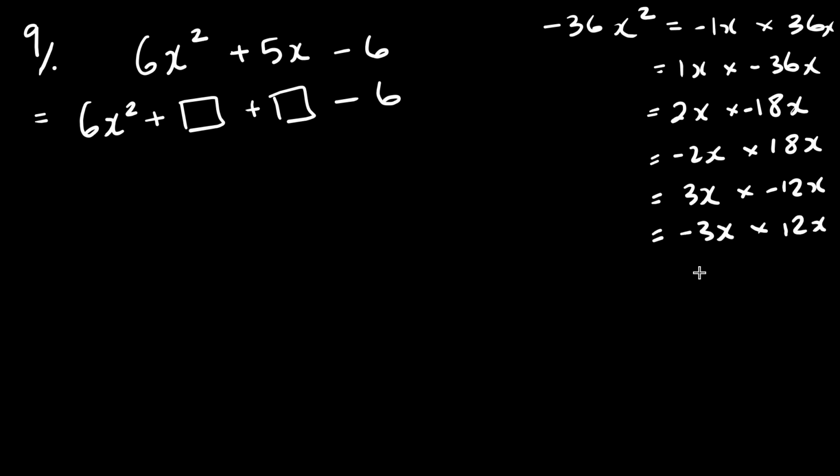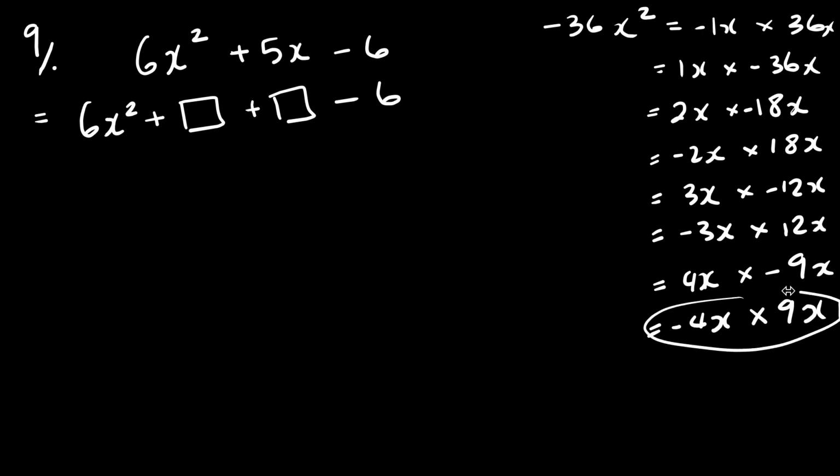And by now, I'm pretty sure you know what option we're going for. Or we could go 4x times negative 9x, or negative 4x times 9x. And you're looking for the option that sums to 5x. Now, it's not a situation where you're going to have to write all these out at all times. You're going to get comfortable enough where you'll be able to pick up on which product works for you. And in this instance, it's going to be this product here.